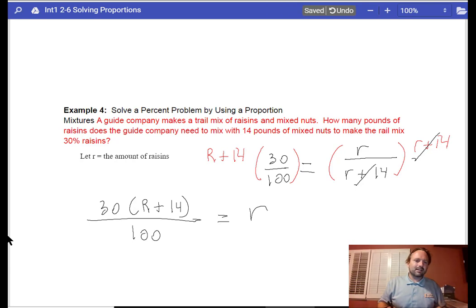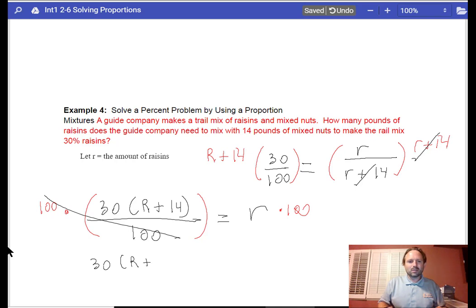Well, looking at this guy right here, I'm going to multiply by that 100 because we don't like fractions. So we're going to times 100 on both sides. Using the multiplication property of equality, those will cancel out, and I'm left with 30 times R plus 14 is equal to 100R. All right, well, that would be 30R using the distributive property. 30R plus, let's just do it, 14 times 30, 420 is equal to 100R.